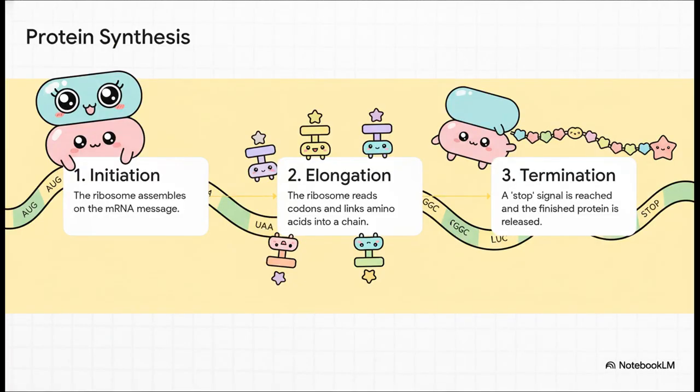This whole thing happens at the ribosome in a process called translation. It starts by clamping onto the mRNA message. Then it just chugs along, reading each 3-letter codon one by one. For every codon it reads, those tRNA delivery trucks bring in the exact right amino acid, and the ribosome links them all together into a growing chain. It keeps doing this until it hits a stop codon, and then it just lets go of the brand new, fully formed protein ready to go to work.